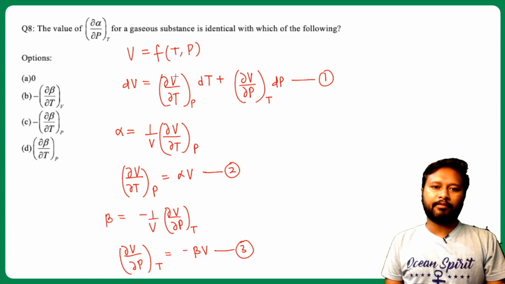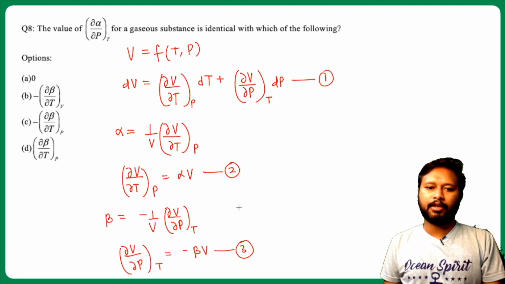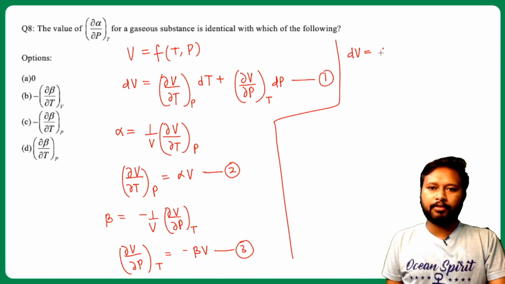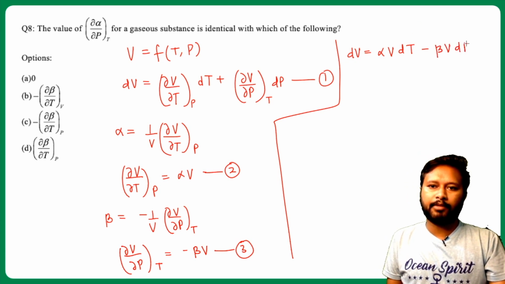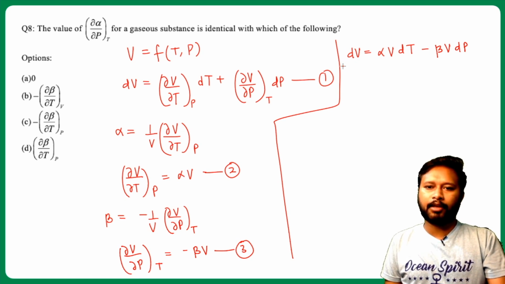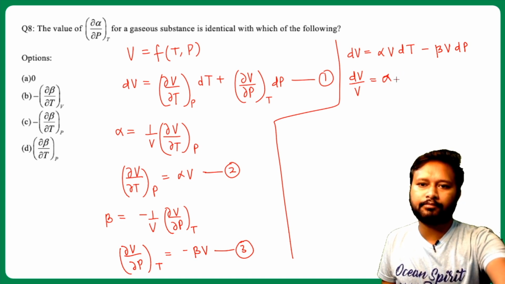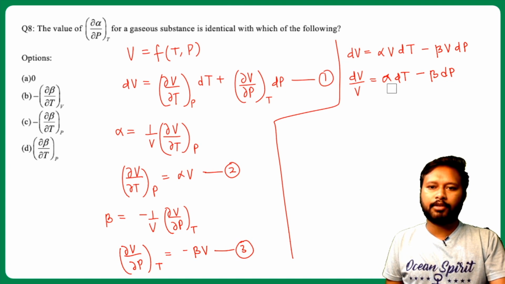Now, I can substitute the value of del V by del T at constant P from equation 2, and I can substitute the value of del V by del P at constant T from equation 3. So from equations 1, 2 and 3, what I am going to have is dV is equal to, the value of this is alpha V, so it becomes alpha V dT plus, and the value of this is minus beta V, so basically it's minus beta V dP. Or I can simply divide the whole equation by V. So it will become dV by V is equal to alpha dT minus beta dP. That's how I'm going to get my equation. I can write it down properly. So yeah, that's what it is.